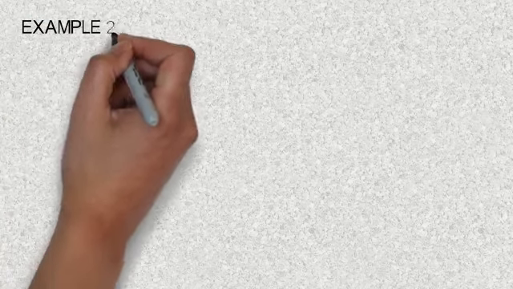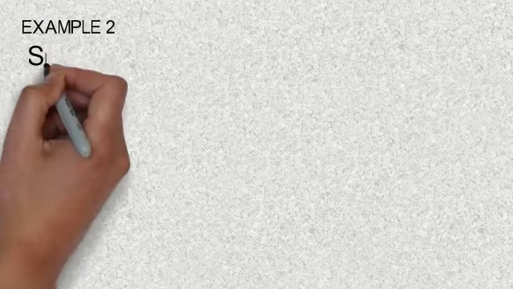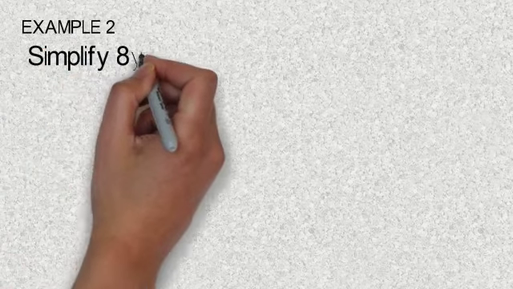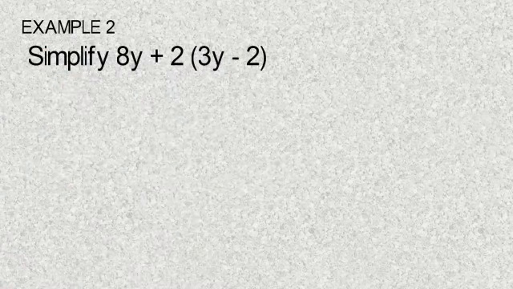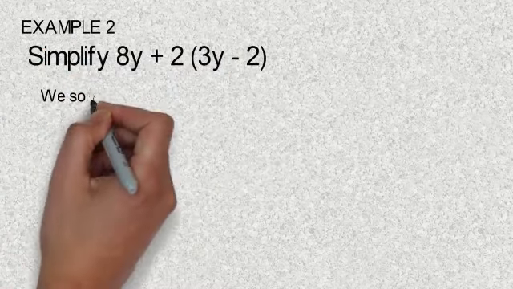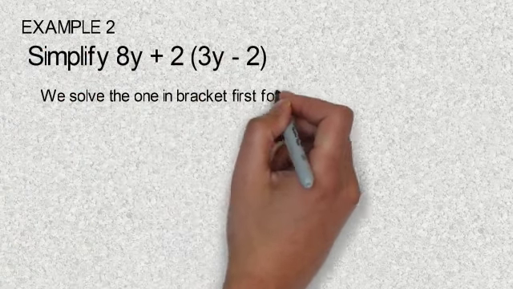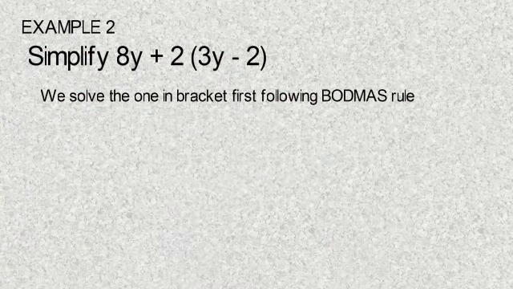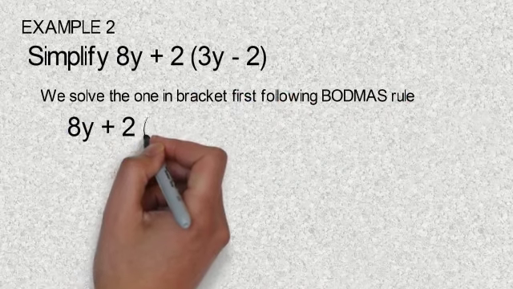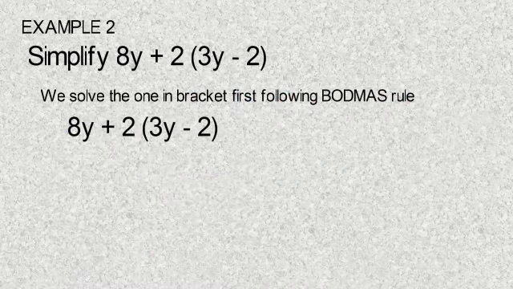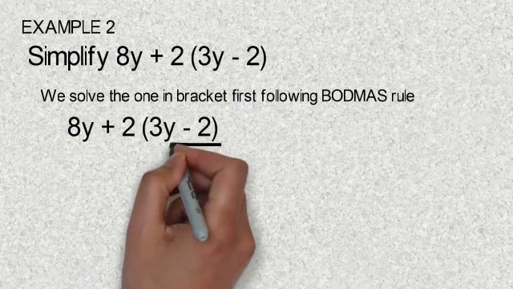So also simplify 8y plus 2 into bracket 3y minus 2. How do we solve this? We solve the one in bracket first, also following BODMAS rule. So I have 8y plus, we open the brackets here.